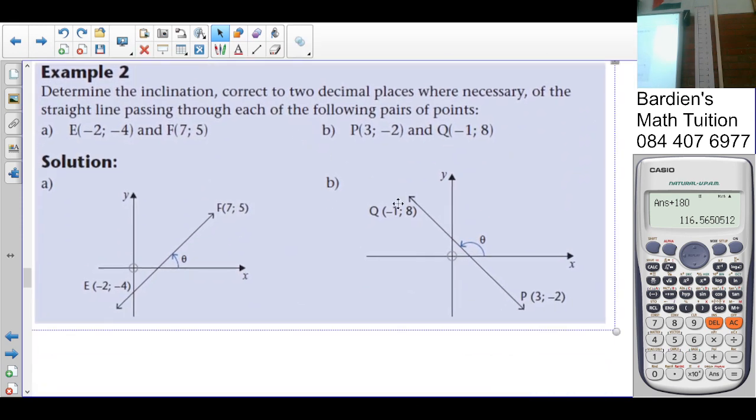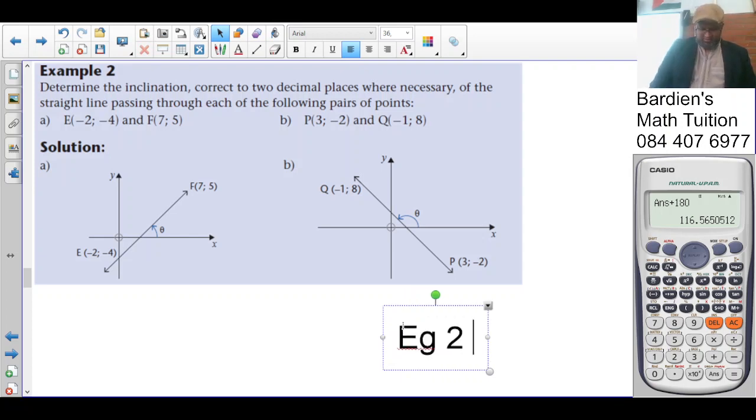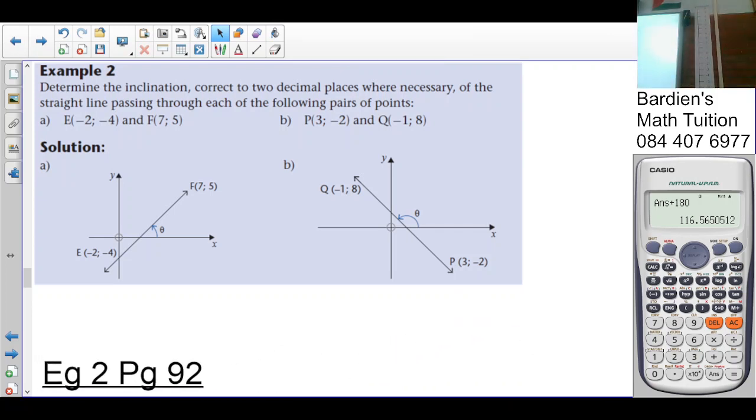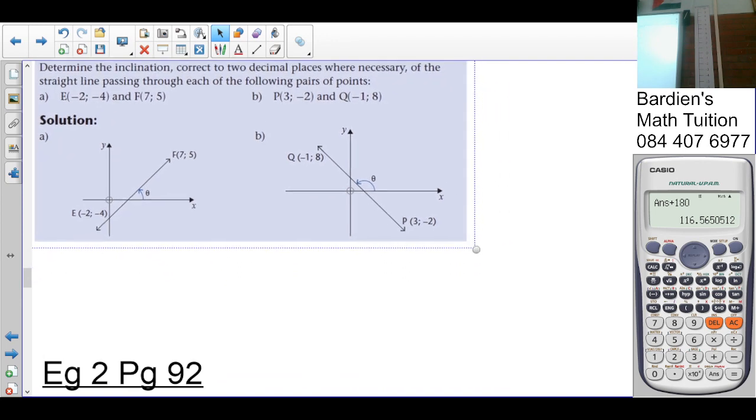Example 2. Example 2 is on page 92. We are told, determine the inclination, correct to two decimal places where necessary, of the straight line passing through each of the following pairs of points. Looking at A, E, which is negative 2 and negative 4, and F, which is 7 and 5.